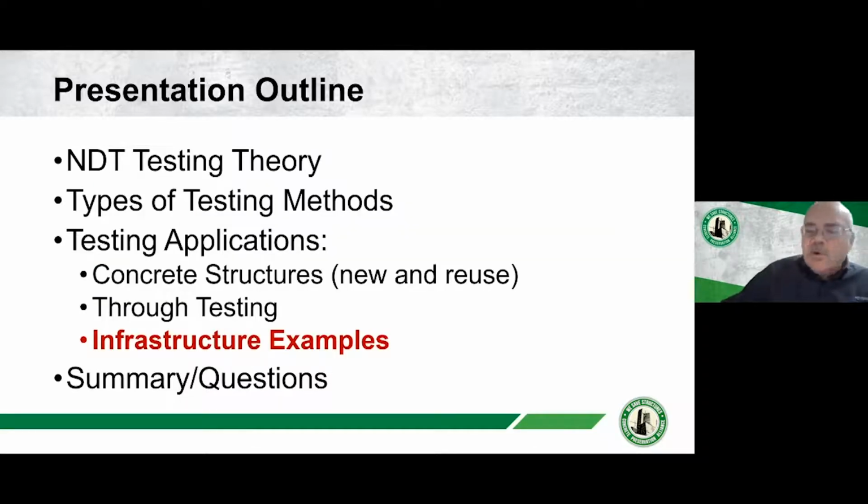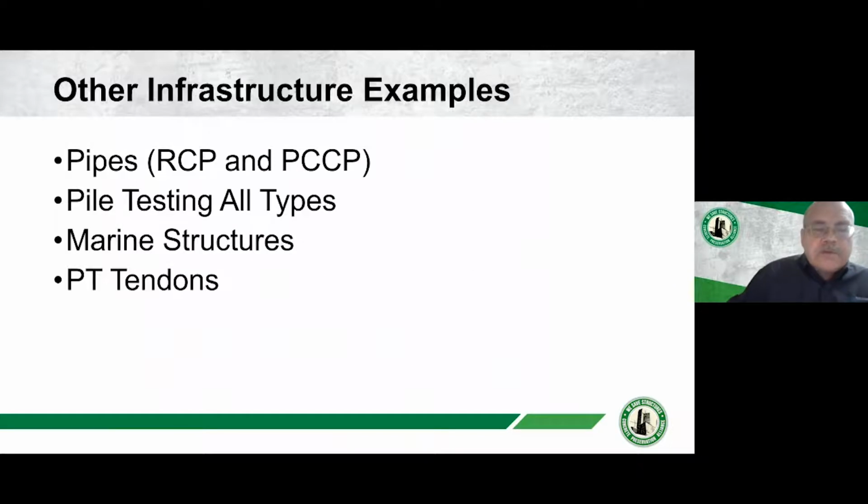So I've got a couple more infrastructure examples. We're rounding the corner here and wanted to share them with some folks. Some are bridge related, some are not, but pipes, precast concrete cylindrical pipe that's used in municipal water supply and wastewater supply. We'll touch base in some pile testing, some marine structures, and then we'll close it out with just a few images of post-tension tendons.